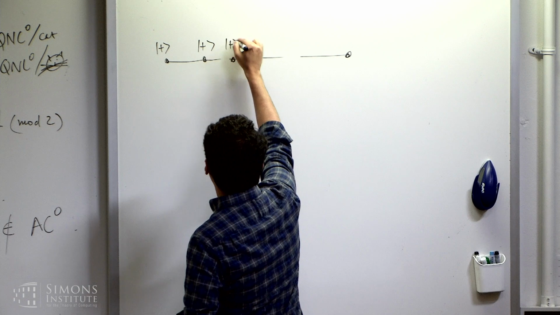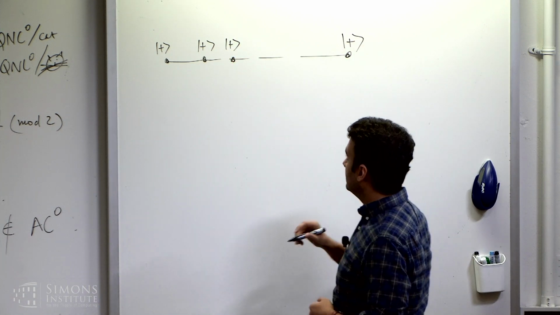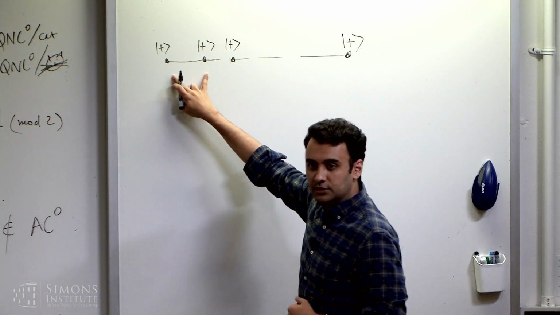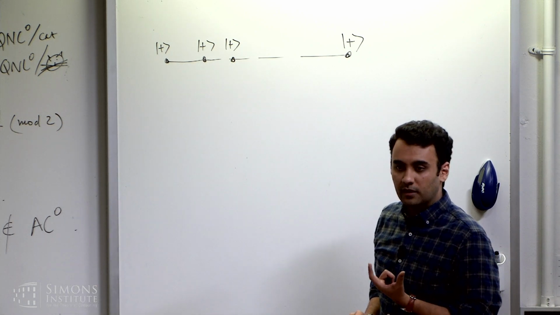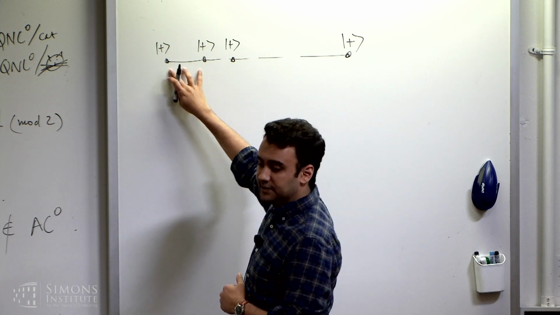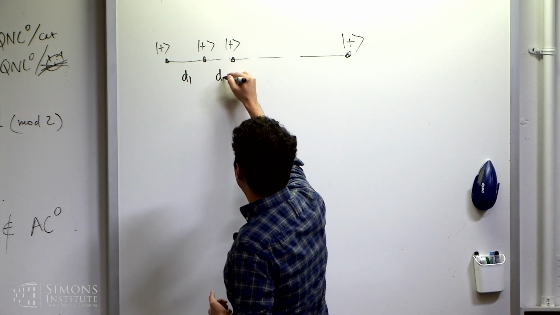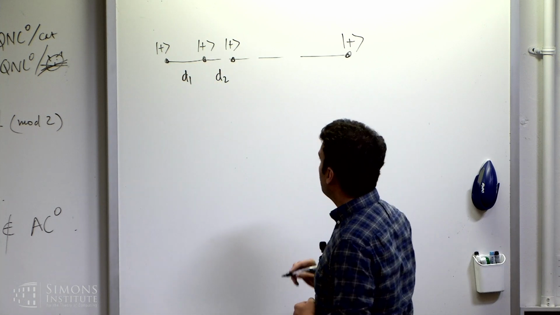So let's say you start out with a line of qubits in the plus state. And for each of these qubits, you measure the parity of adjacent qubits. So you measure whether these two qubits are equal or not. So is this in the state 0, 0, or 1, 1, or not? And I'm going to call this bit D1. So you perform an actual measurement that distinguishes the case where they're the same or they're different.